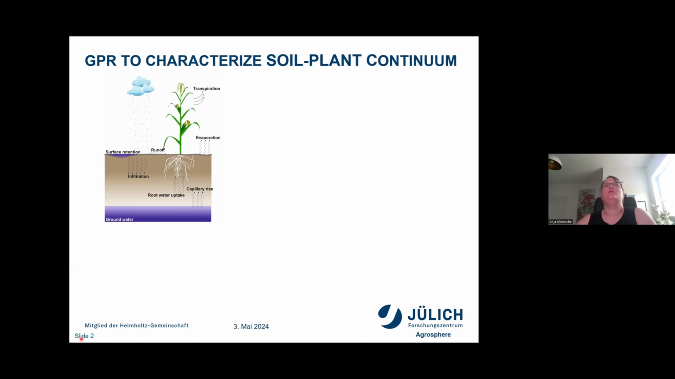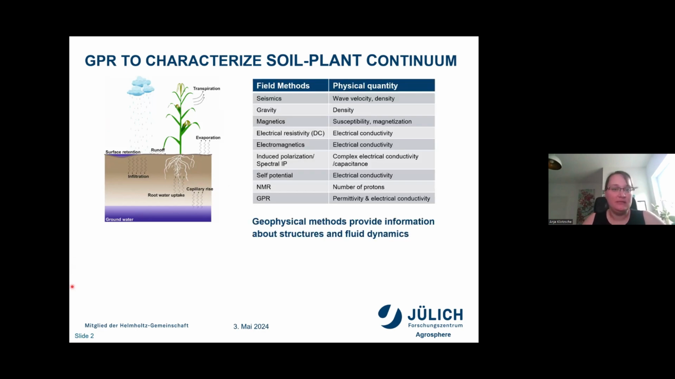Most of you are pretty much aware of the system we are looking at. When we want to characterize the soil-plant continuum, we need to think about a lot of different aspects, starting from the plant, precipitation, evapotranspiration and transpiration processes, but also the capillary rise from groundwater. A lot of processes take place in the subsoil, which we need to account for when we want to investigate the effect of the roots and the related soil properties. Among geophysical methods, we have some possibilities that we can apply in the sense of agrogeophysics.